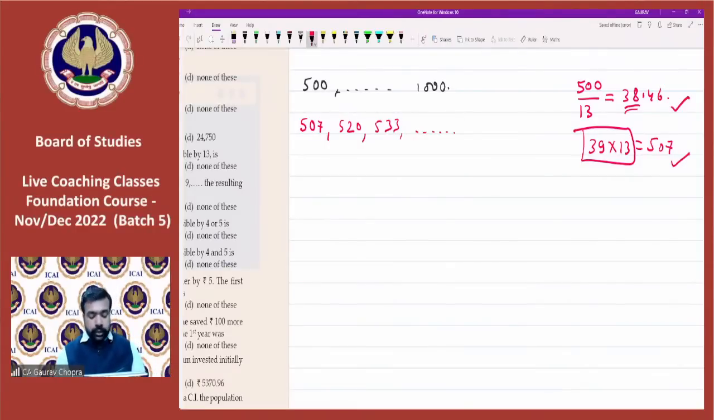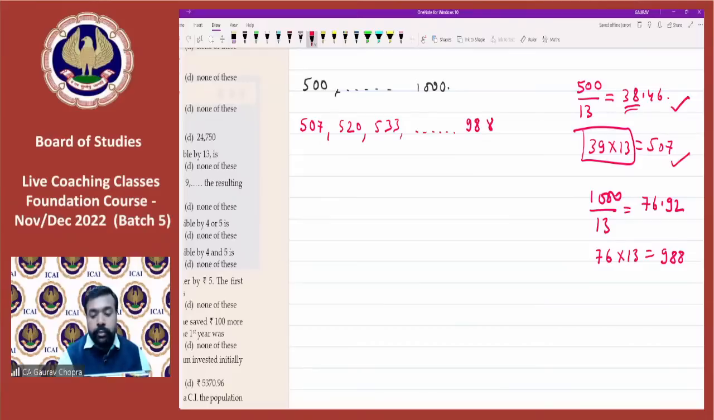And what will be the last number? Let us check. 1000 divided by 13. It is 76.92. If we take the 77th multiple, it will be more than 1000. So we have to take just 76 and multiply with 13. So we are getting 988. So the last number will be 988.